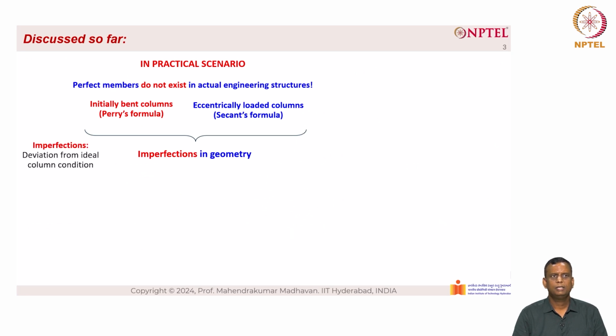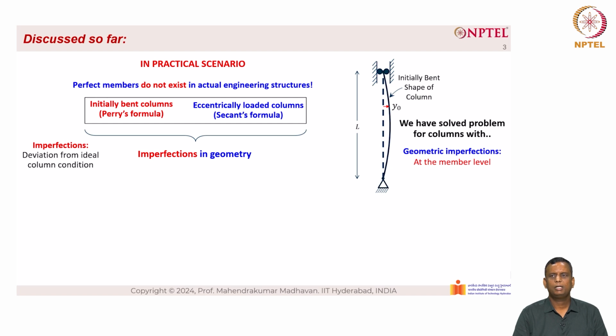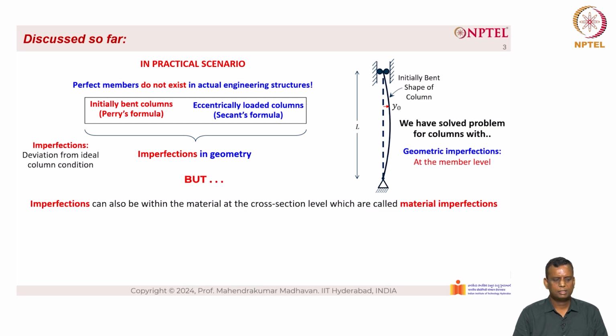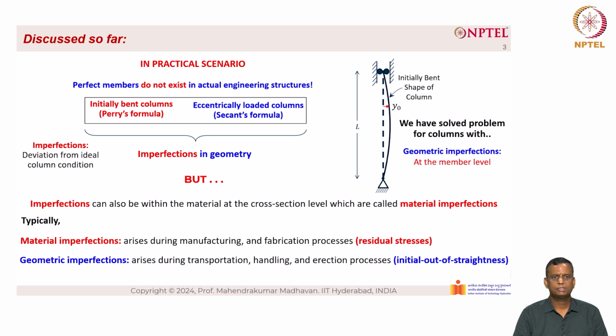So what is imperfection? It is the deviation from ideal column condition. So we have solved the problems with initially bent shape of the column. These are all geometric imperfections at the member level and can be solved using Perry's formula as well as secant formula. However, we need to understand that imperfections can also be within the material at the cross-section level, which are called material imperfections. Typically, material imperfections arise during manufacturing and fabrication process, leading to residual stresses. Whereas geometric imperfections arise during transportation, handling and erection process, also known as initial out of straightness.